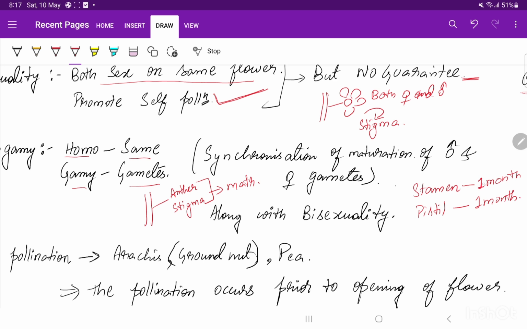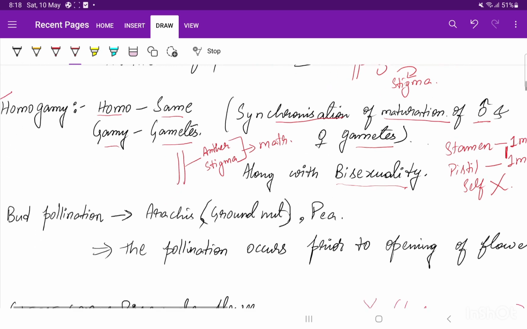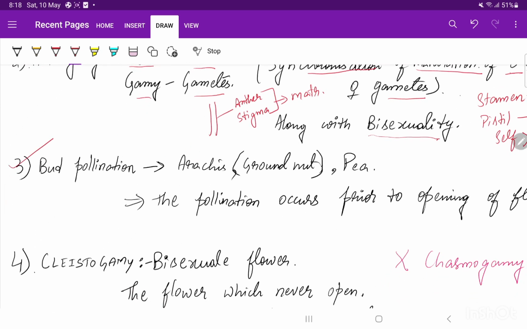If the time difference is there, then self-pollination cannot happen. So there should be synchronization in maturation of male and female gametes. Along with bisexuality, both the sexes should be there in the flower, and there should be synchronization in maturation of these gametes. That will promote self-pollination. I hope it's clear. Next is bud pollination.